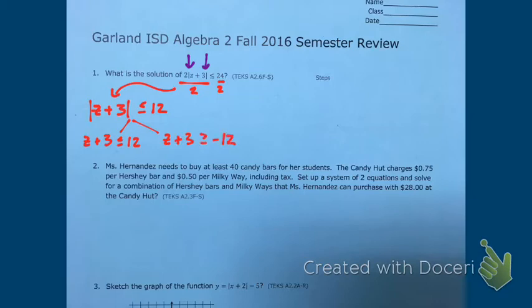We need to flip the sign and make it negative because absolute value, as I said before, is going to have 2 answers for it. So that will give you both of your answers. So you're going to have 2 answers for z. Go ahead and solve both of those equations for your answers.